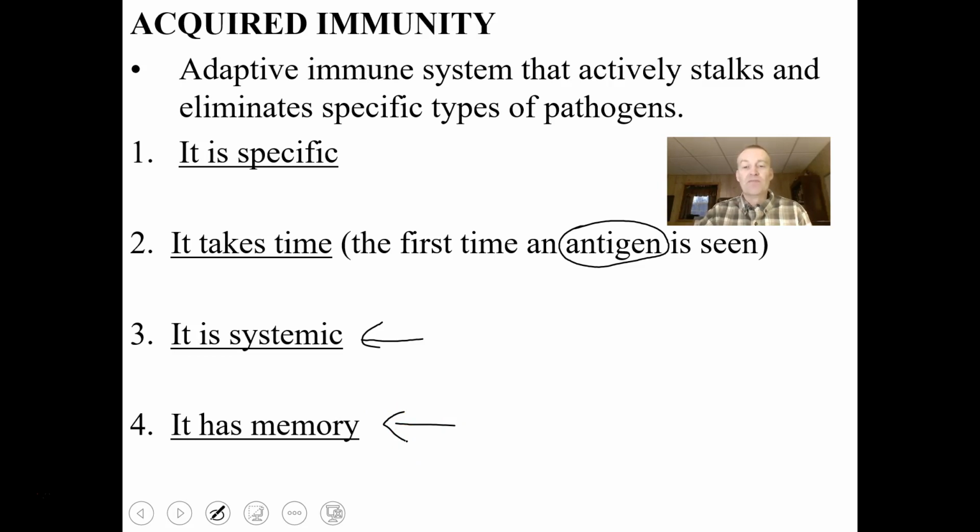So if you've ever been exposed to the flu virus, you get very ill the first time, and then next time you're exposed to that same specific strain of virus, you won't actually get sick from it, or at least the sickness won't be that significant.